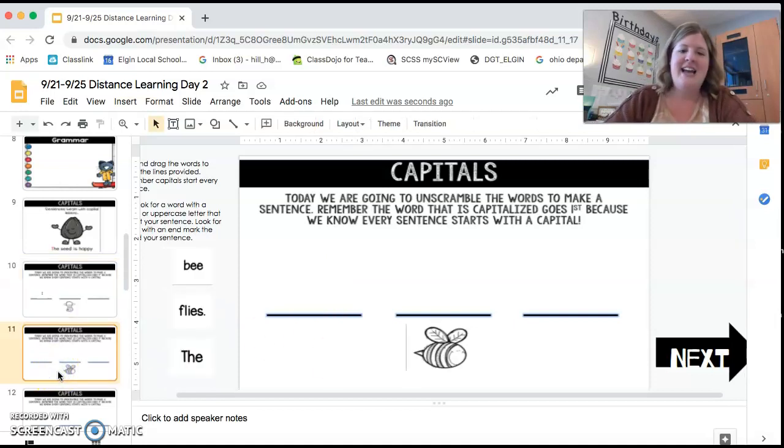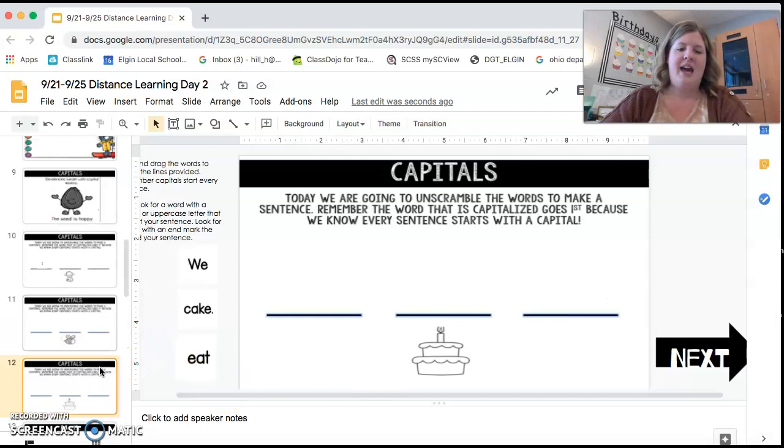Okay, the next sentence, it says today we're going to unscramble the words and make sure that we put the capital at the beginning because we know every sentence starts with a capital. So we have bee, flies, and the. You're going to take those words, drag them over, put them in the correct order, remembering to look for a capital at the beginning and a period at the end. Okay, and then this next one, same thing. We, cake, and eat, looking for a capital at the beginning and a period at the end.